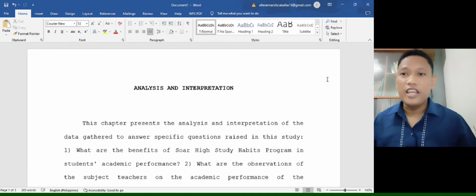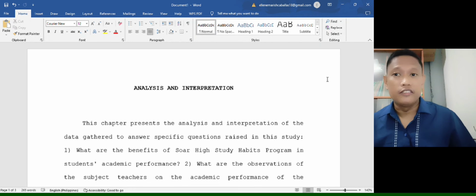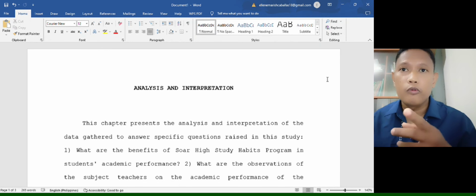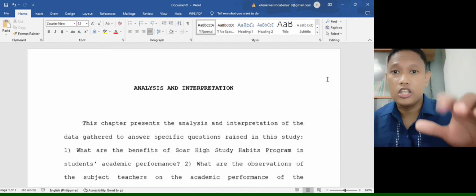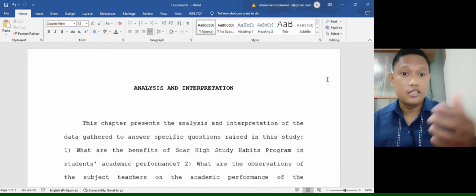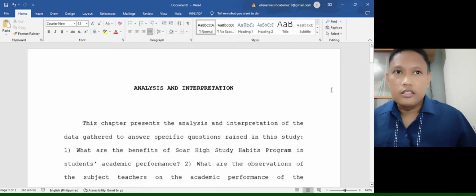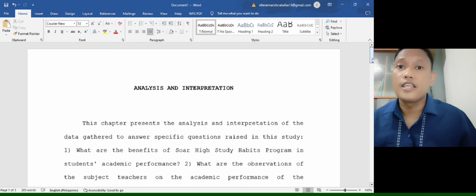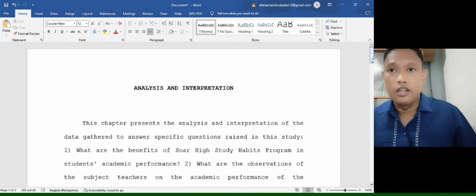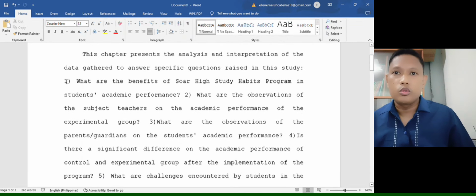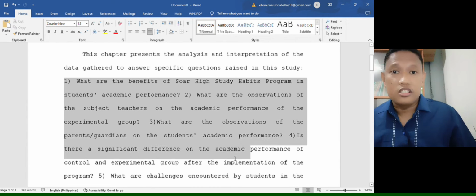Okay, so what we're gonna do next is, of course, to write it down. So I opened the Microsoft Word. I already typed analysis and interpretation here. Usually, this is the chapter 4 of most researches. Okay, so there is a short introduction. This chapter presents the analysis and interpretation of the data gathered to answer specific questions raised in this study. So all you have to do is to copy all your research questions.